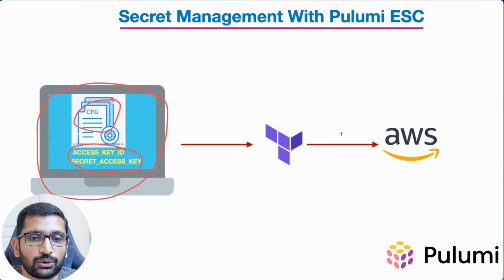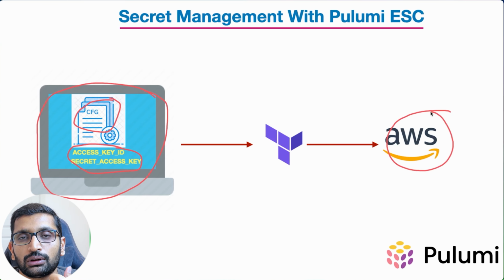Whenever I want to provision anything on AWS, like a virtual machine, Lambda, or S3 bucket, I need to use this access key and secret key. And in the middle, I'm using Terraform to provision those resources.